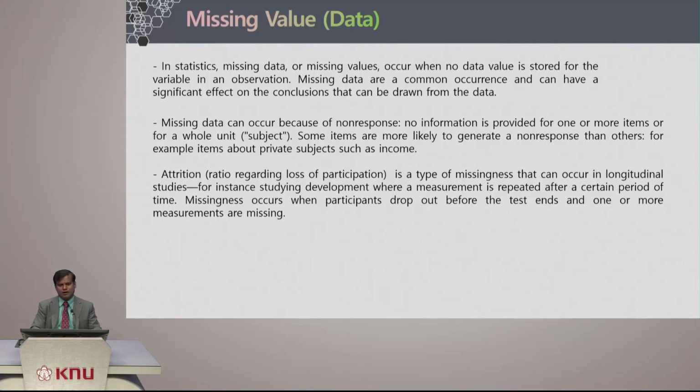What is a missing value or missing data? A missing value or missing data occurs when no data value is stored for a particular variable in an observation. Missing data is a common occurrence and can have a significant effect on the conclusions that can be drawn from the data. Of course, you might have come across such missing data in your lifetime somewhere. You might have been looking for particular data, and maybe something is missing, and this may be because of various reasons.